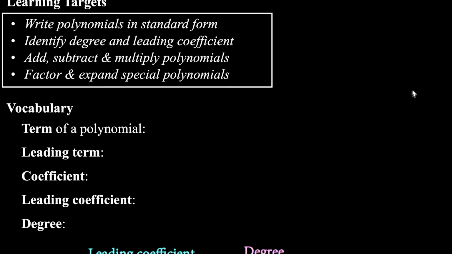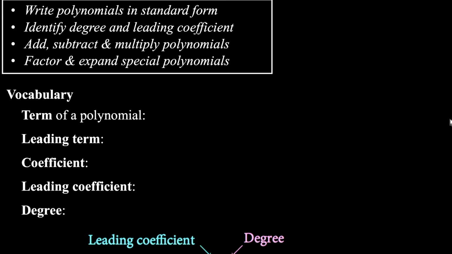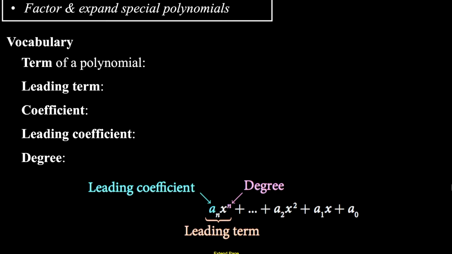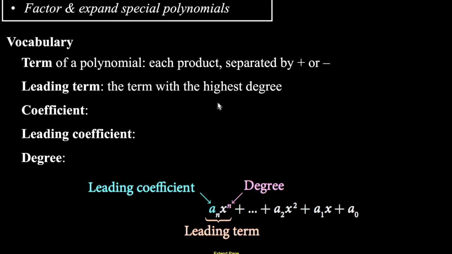So the very first thing we need to talk about is what is a term of a polynomial. A term of a polynomial is just a product of numbers and variables, and each of these terms is separated by addition or subtraction. The leading term is the term that has the highest degree. And you might ask, what is the degree of a polynomial? The degree is the highest power on the variable.